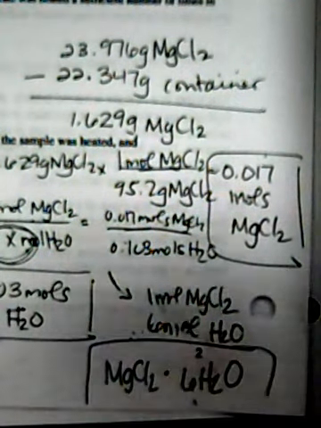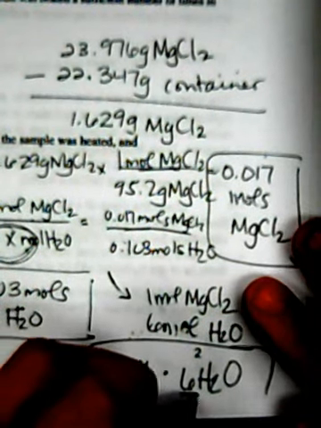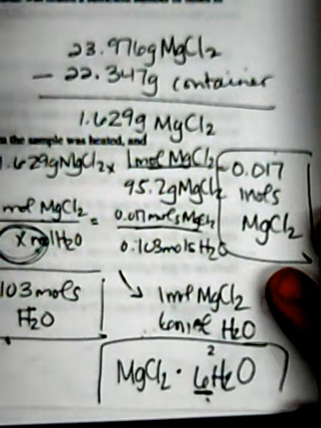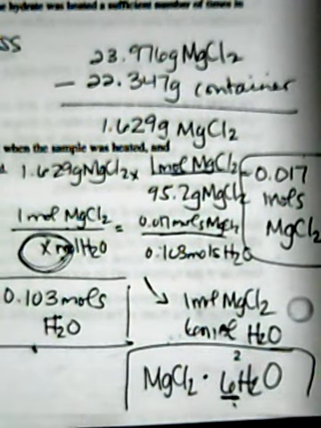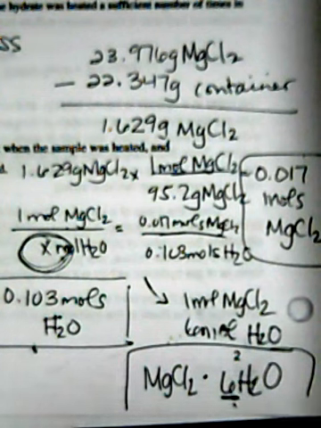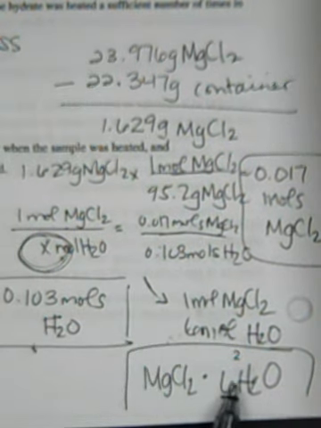So if some of your sample splashes out, you might think that it's water. You might record it thinking it's water, and therefore the formula of your hydrate would be too large. You'd have too many moles of water in your chemical formula.